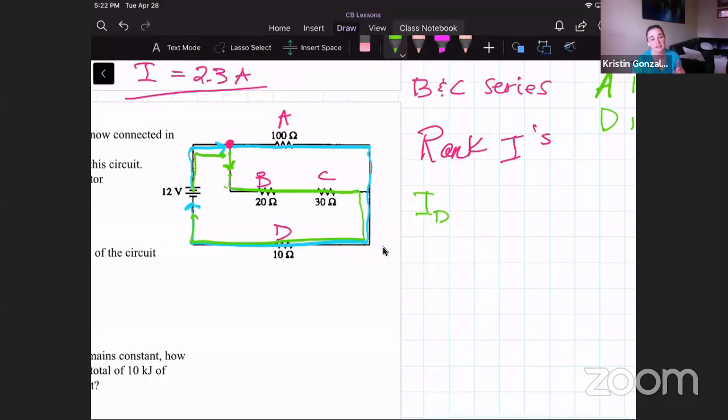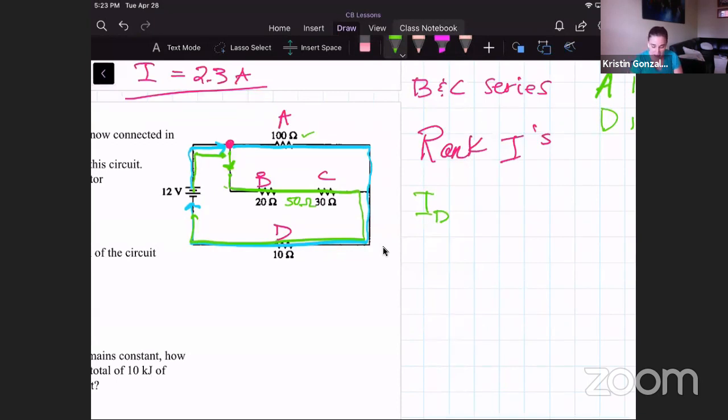We know since B and C are in series, they're going to be equal, right? But is the current going through B and C going to be greater than the current going through A, less than the current going through A, or equal to it? What would that depend on? Well, let's look at the equivalent resistance in each branch, because remember the potential difference is going to be the same because they're in parallel. If we look at B and C, they have an equivalent resistance in this whole branch of 50 ohms, whereas the top branch has a resistance of 100 ohms.